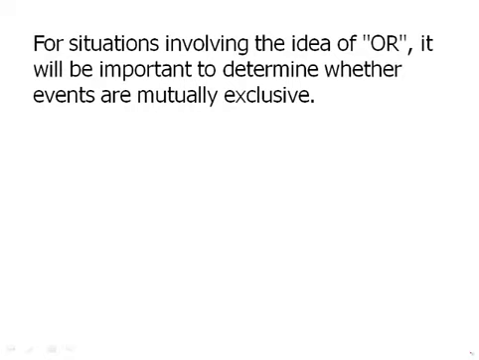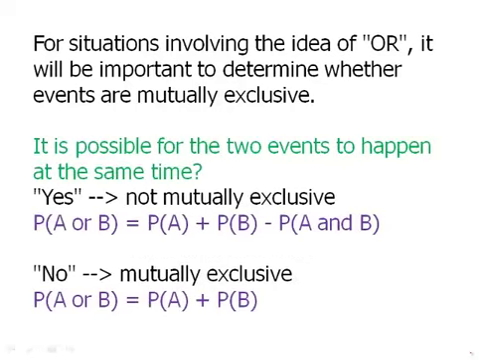For situations involving the idea of "or," it will be very important to determine whether events are mutually exclusive. Let's review this. The crucial question for mutually exclusive is: is it possible for the two events to happen at the same time? If the answer is yes, then the events are not mutually exclusive, and we have to use the general "or" rule. If the answer is no, if it is absolutely not possible for the two events to happen at the same time, then they truly are mutually exclusive and we can use the simple "or" rule.